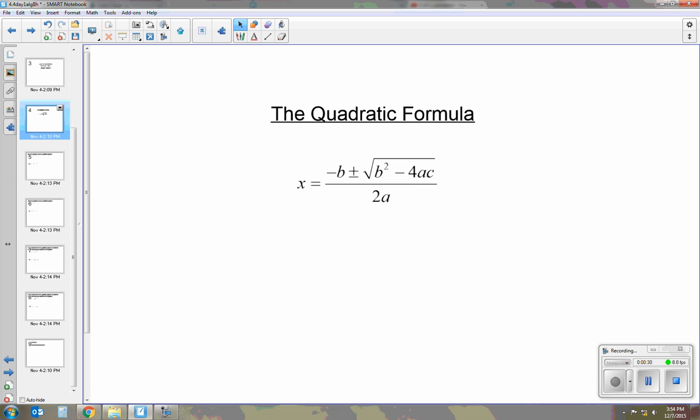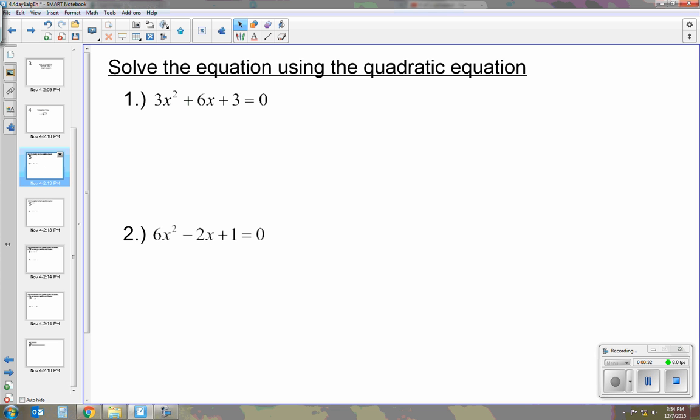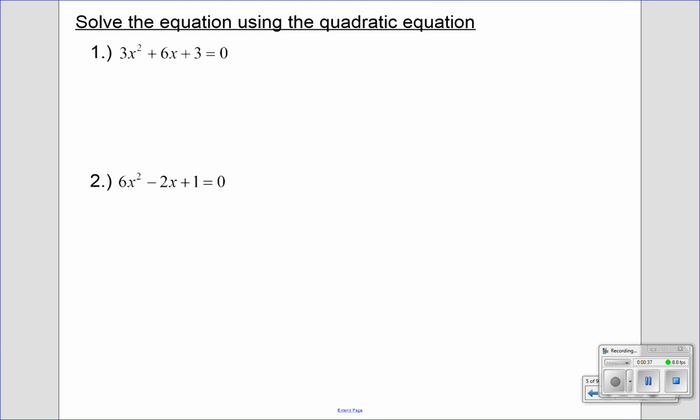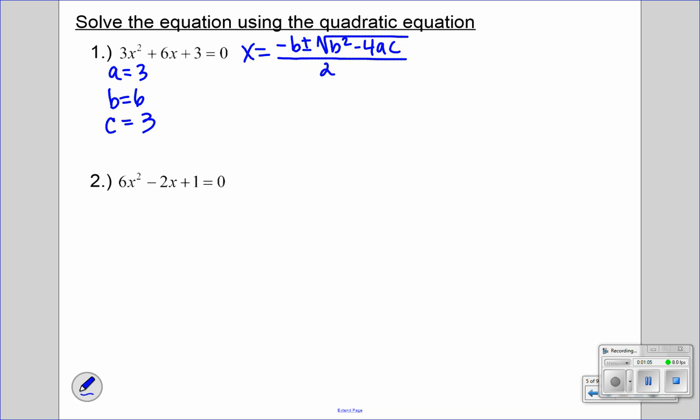Okay, so let's use this quadratic formula. It says using the equation using the quadratic formula. So when we're using the quadratic formula, we have to know what a, b, and c are. So this is in standard form, so we know that a is 3, b is 6, and c is 3. So we're going to write down our quadratic formula, negative b plus or minus the square root of b squared minus 4ac all over 2a.